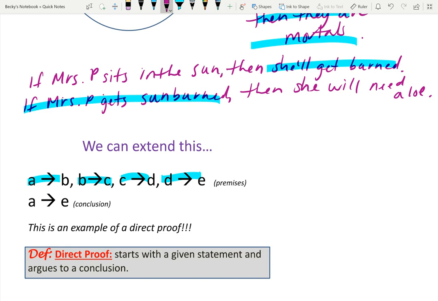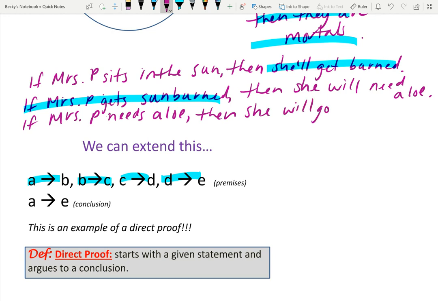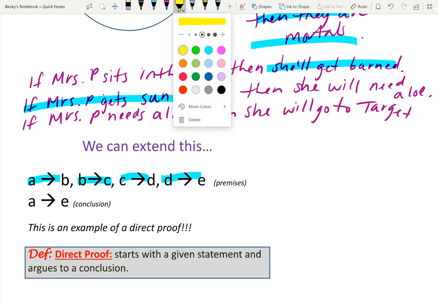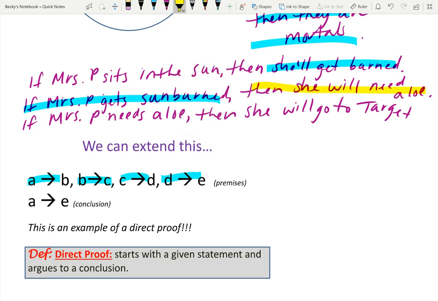And if I want a third premise, I would have to start with something about needing aloe. So if Mrs. P needs aloe, then she will go to Target. All right, that's my third premise. Now, again, let's look at this pattern that's forming. If she needs aloe, and then I put that here, and I have a new ending.